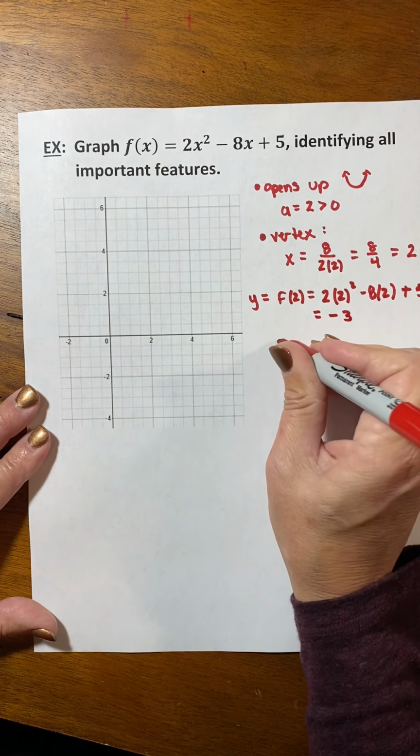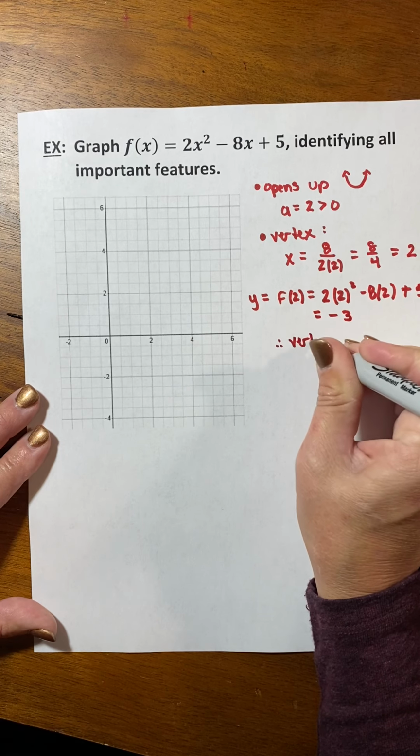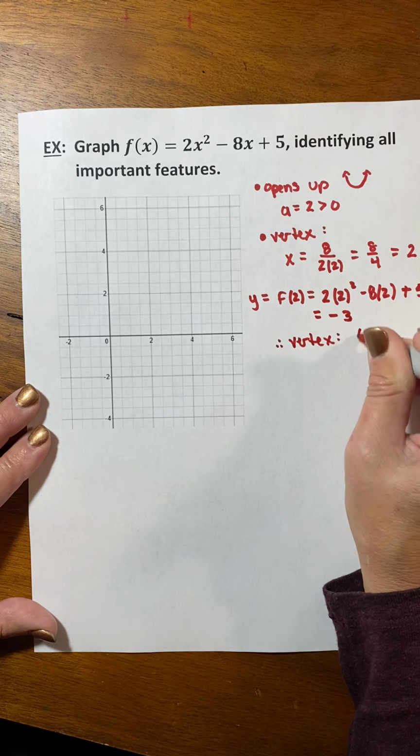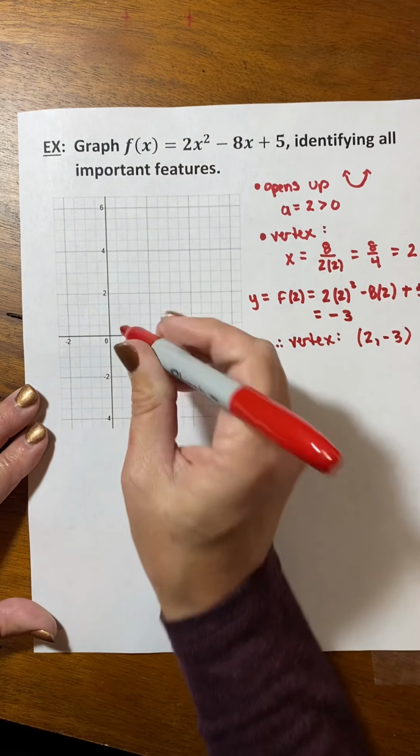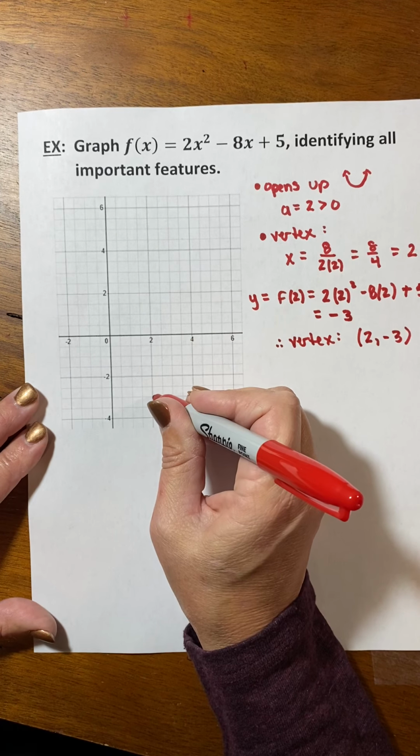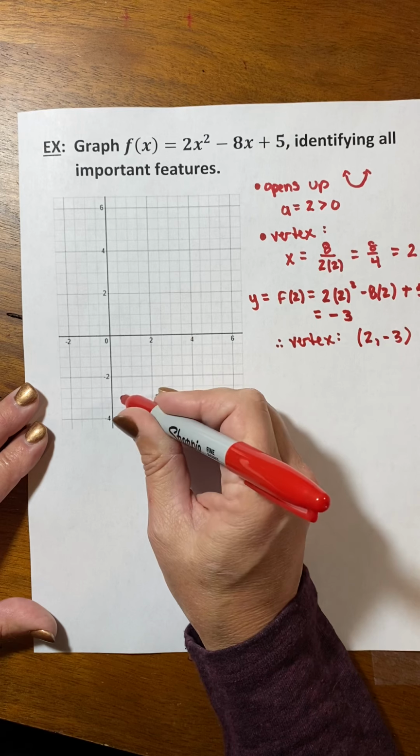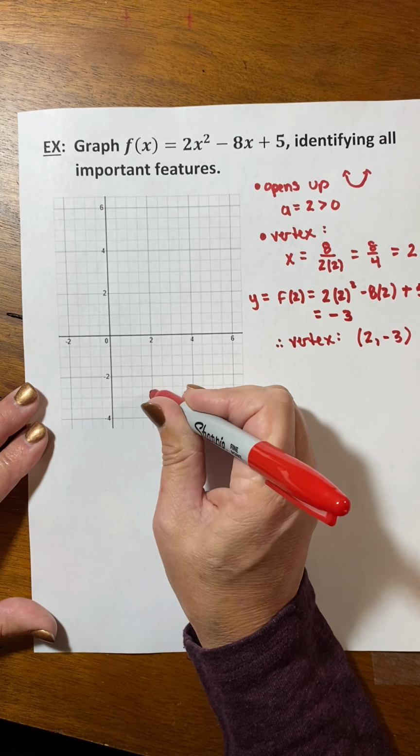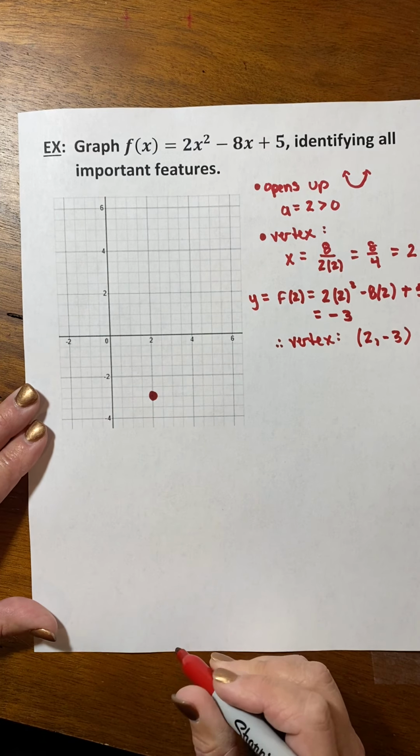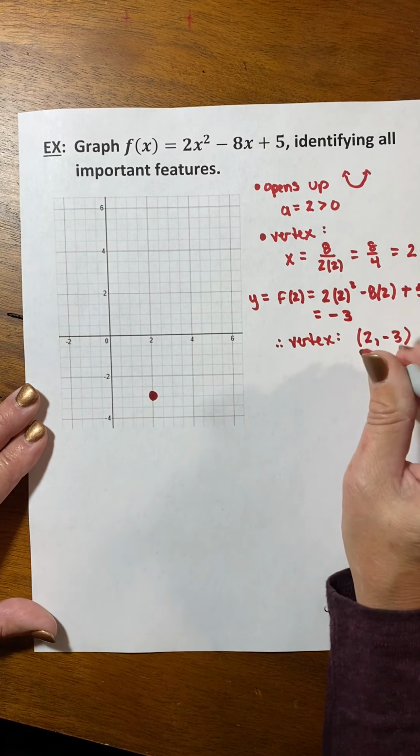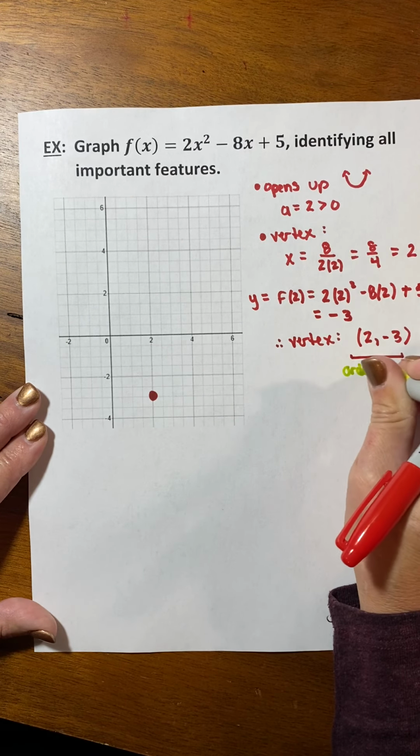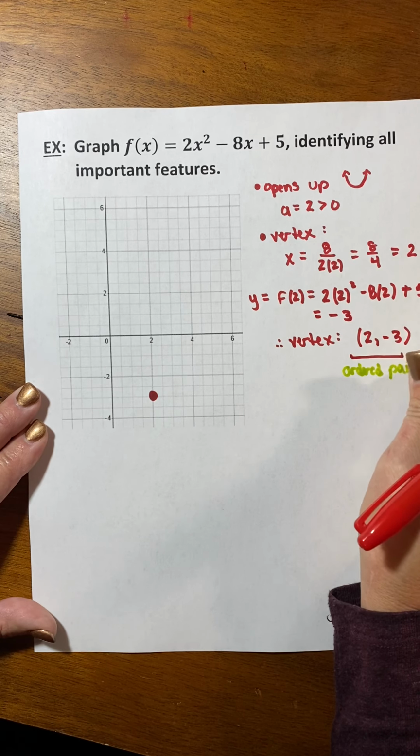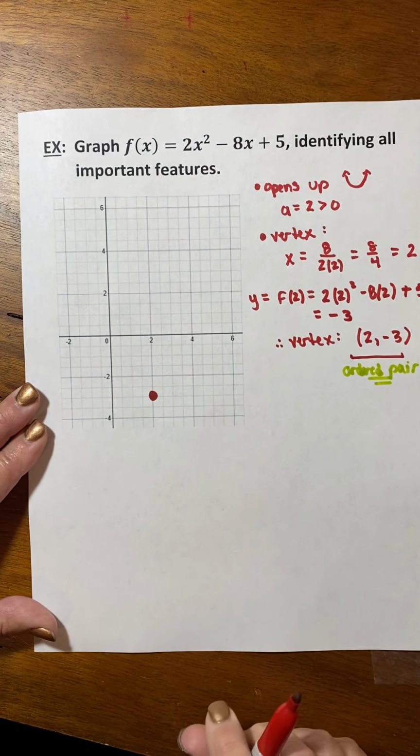So therefore, my vertex, remember the vertex is an ordered pair. The vertex is going to be the ordered pair 2, negative 3. So I'm going to go over 2 and I'm going to go down 3. Negative 3 right here. That's my vertex. So keep in mind, the vertex is always an ordered pair. So you're looking for an x coordinate and a y coordinate.